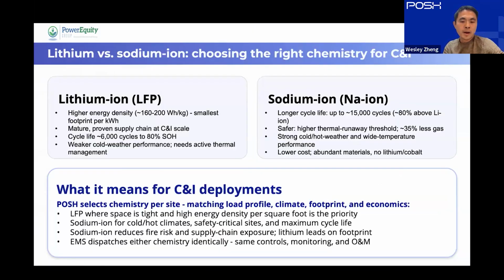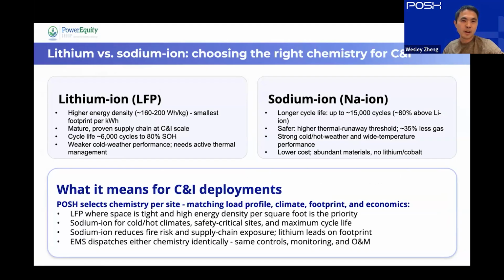Here I'm going to talk a little bit about the different battery chemistries on the market. I get a lot of questions from different customers, like what chemistry to use, what is a good type of battery chemistry for what kind of projects.